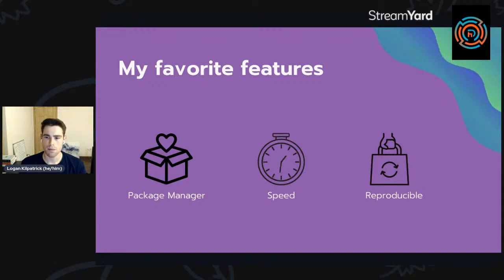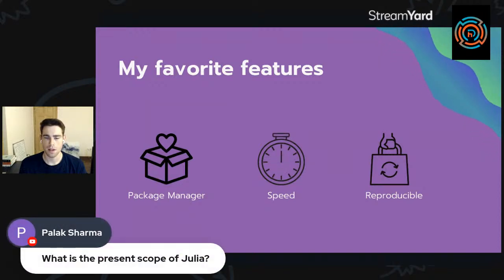Palak is asking, what is the present scope of Julia? I think the present scope, if I'm understanding the question correctly, is that Julia is really focused at the moment around a lot of problems in the scientific domain. So I would say Julia is used less for basic or general purpose programming problems. It can solve those problems. There's nothing fundamentally stopping it from solving those problems.